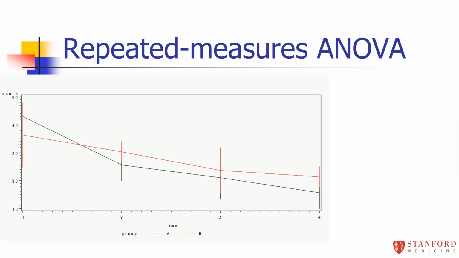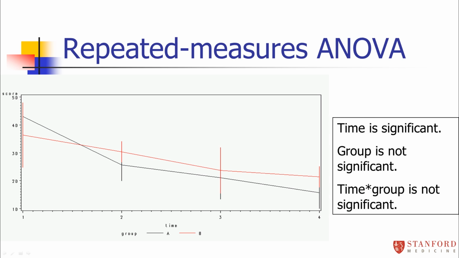One final example. Here's an example where time would be significant. Everybody's going down over time. Group is not significant because the two groups on average seem about the same. And group by time also does not come out to be significant because, although those lines aren't perfectly parallel, both groups are going down. Group A is going down slightly faster than group B, but not enough to achieve a statistically significant difference in the slopes. So that's the basics of repeated measures ANOVA.